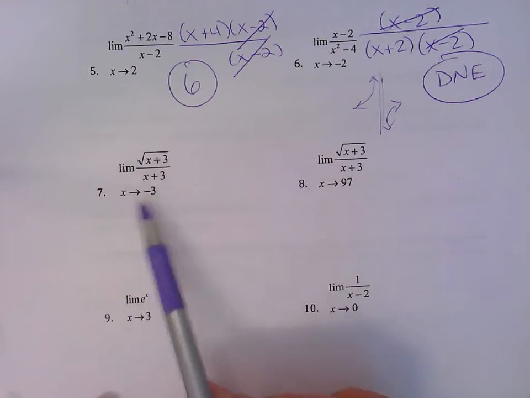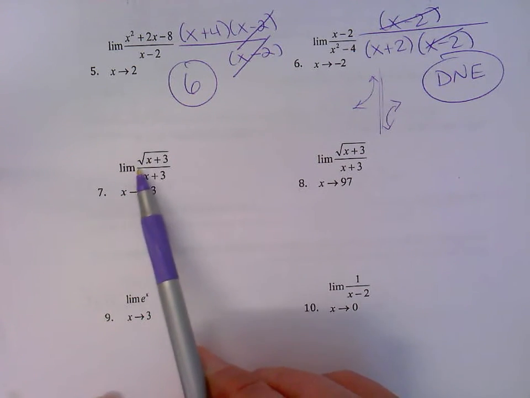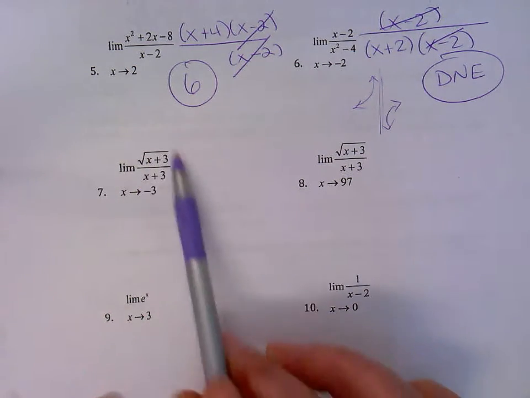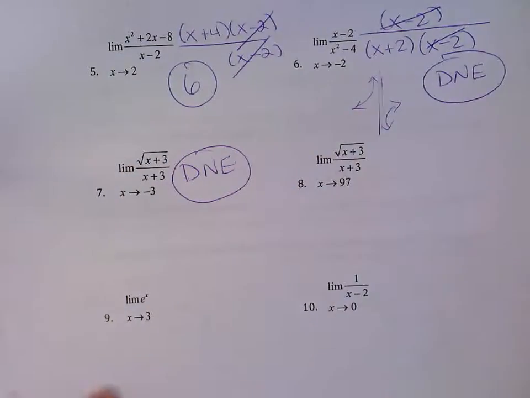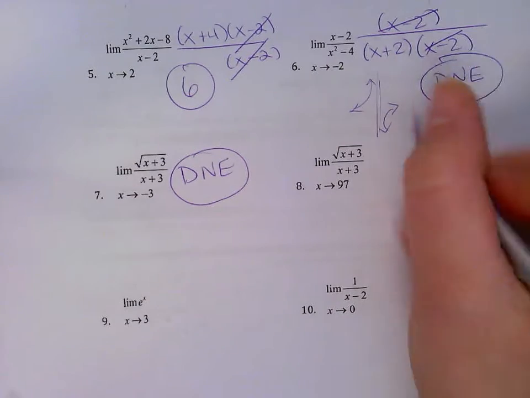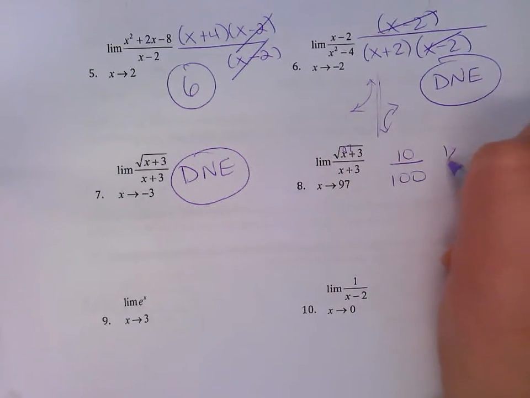Number 7 is another case of DNE because the denominator is going to be undefined and it's going to be a type of asymptote that we can't get rid of. So this one should have also been a problem. This one came out to what? 10 over 100, so 1/10 or 0.1.